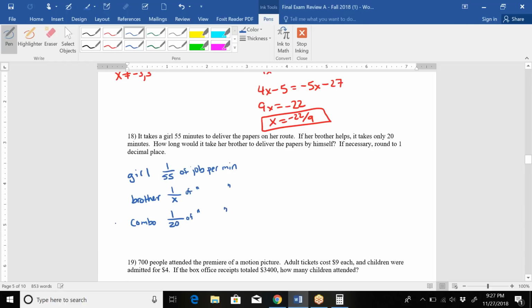Okay. Now, when you're setting up this problem, if they're doing the same job, you add the individuals together to equal the combo. The only time we don't do the addition essentially is if you're doing opposite jobs. Like if I'm filling a pool with one thing and emptying it with the other, then you would subtract because they're opposing each other, but they're both doing the same paper route. So we have to get a LCD to clear out those fractions, or you could just work this out by subtracting the 1 over 55 over, and then cross multiplying. So there's a couple ways you could solve it.